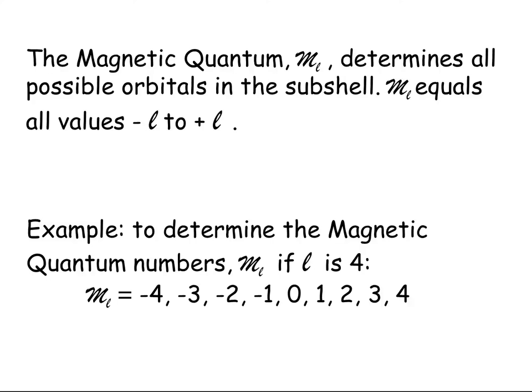For example, let's determine the magnetic quantum number, M sub L, if the angular momentum number is 4. The magnetic quantum numbers will be negative 4, negative 3, negative 2, negative 1, 0, 1, 2, 3, 4.